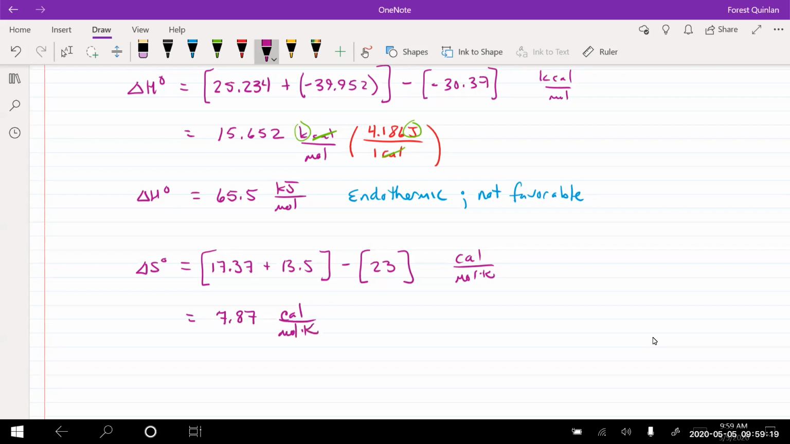I'm in the process of rewriting some of these notes because if nothing else, they've been smudged over time, so it's kind of hard to read some of the things. And then we're going to do 4.184 joules is 1 calorie.